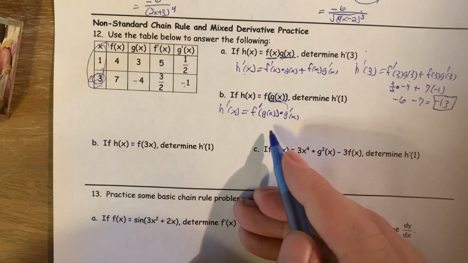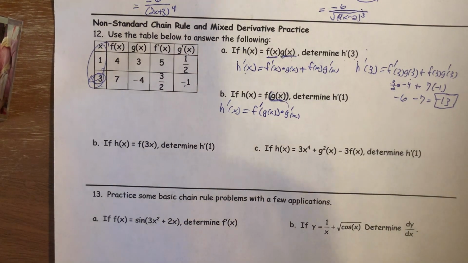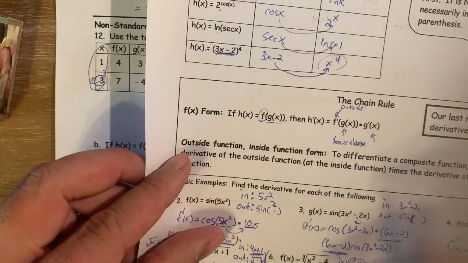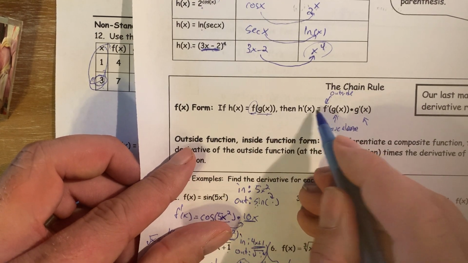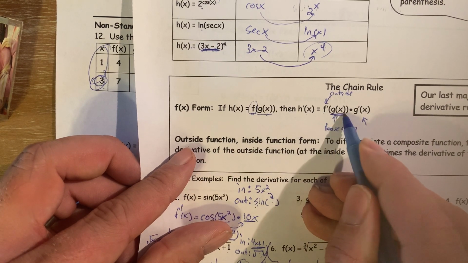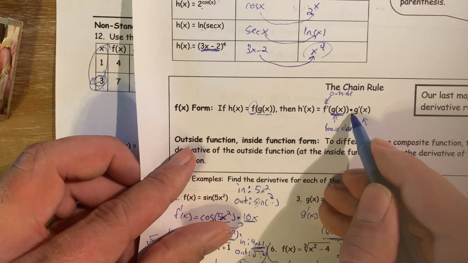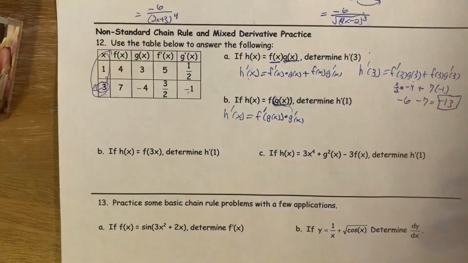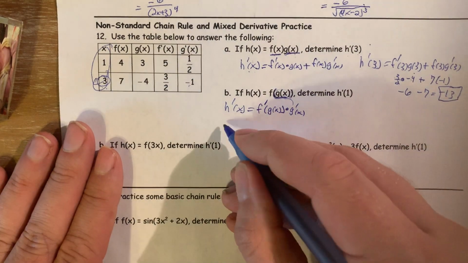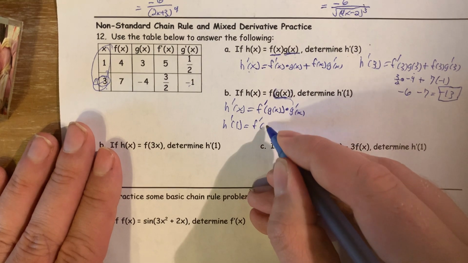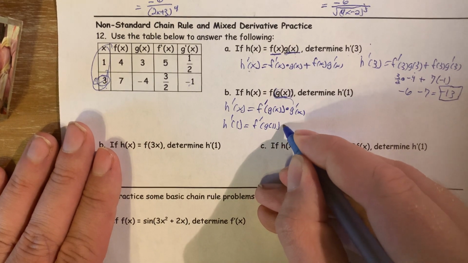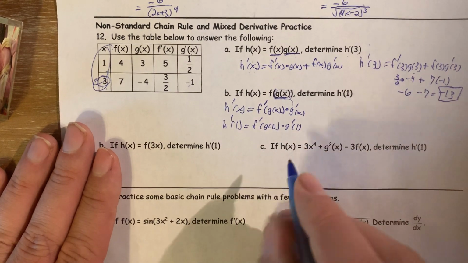And this is literally the chain rule. This is what the chain rule was that we have on the front side of the page. If you have a composite function, the derivative is you do the derivative of the outside and you leave the inside alone times the derivative of the inside function. And so now what is h prime of 1? Well, h prime of 1 is going to be f prime of g of 1 times g prime of 1.